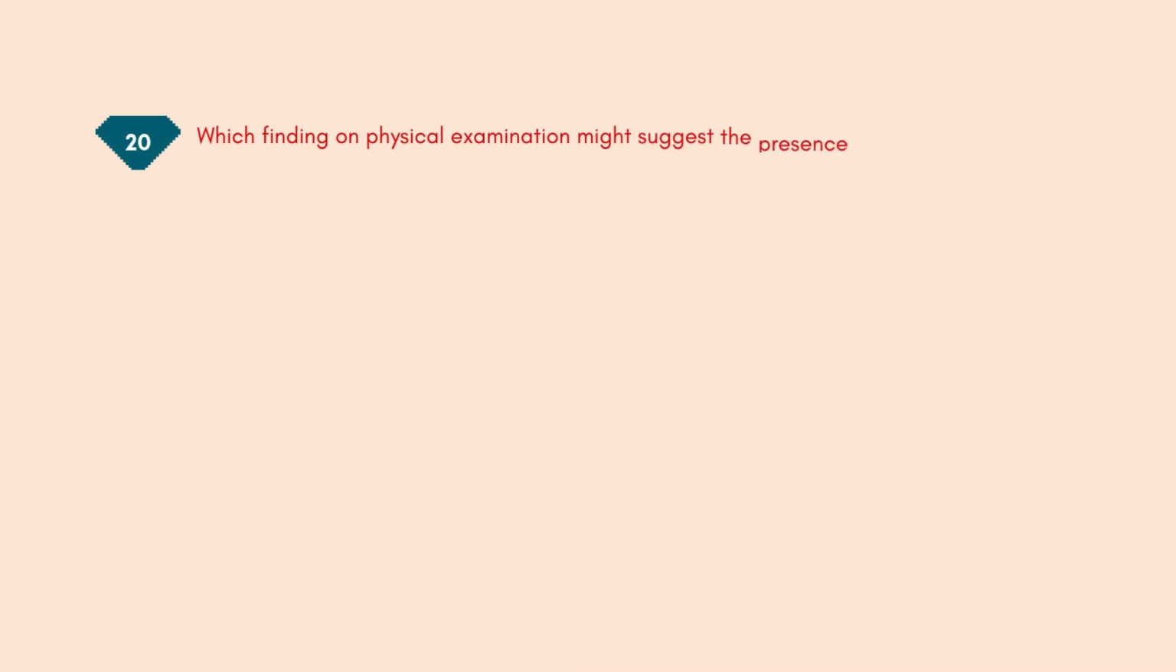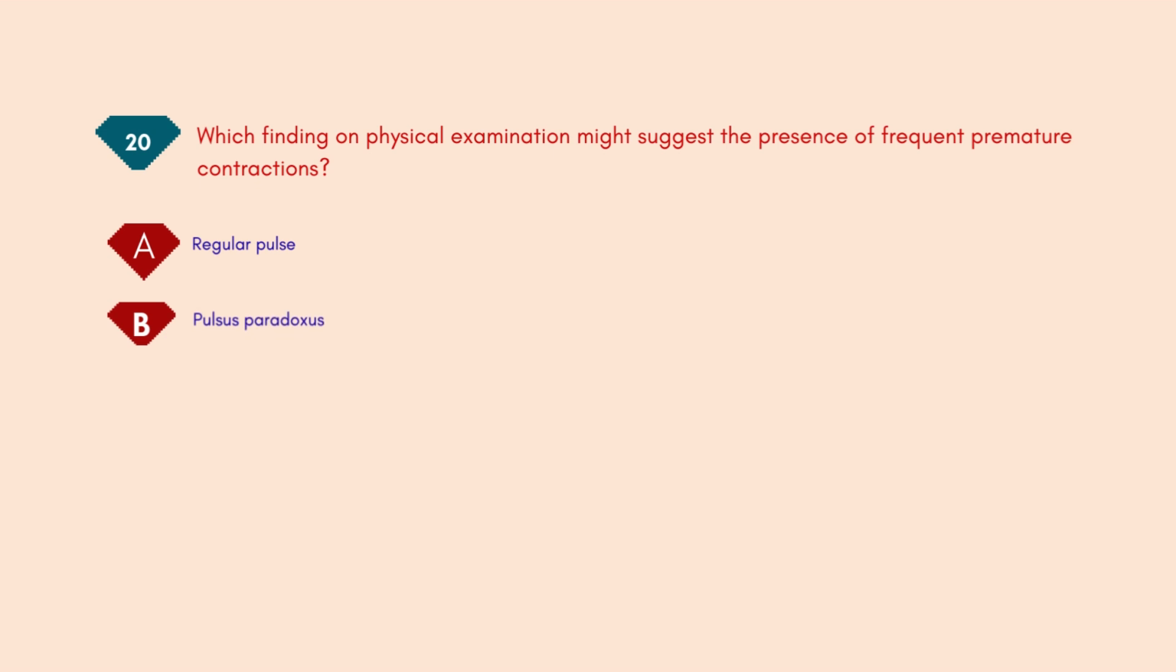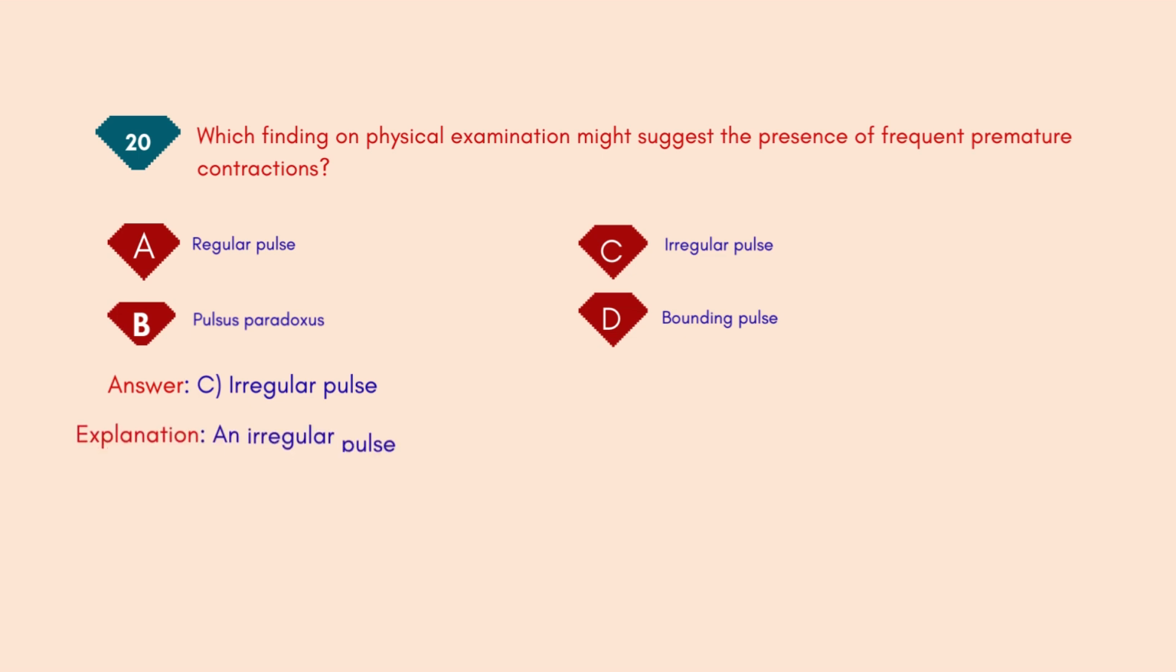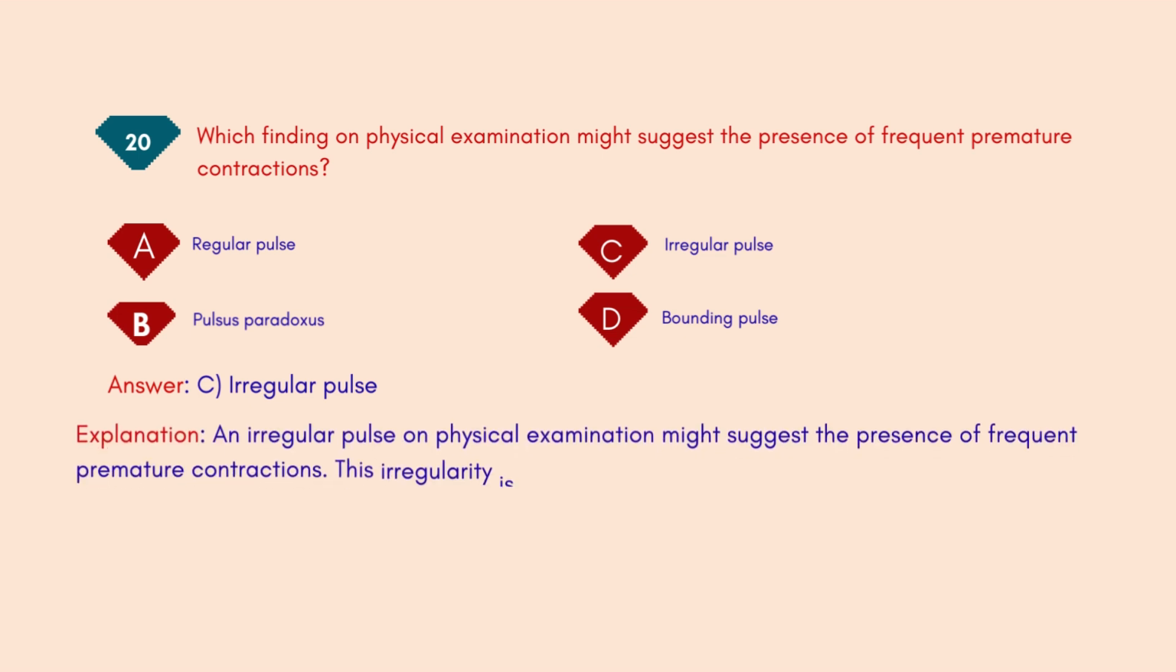Which finding on physical examination might suggest the presence of frequent premature contractions? A. Regular pulse. B. Pulsus paradoxus. C. Irregular pulse. D. Bounding pulse. Answer: C. Irregular pulse. Explanation: an irregular pulse on physical examination might suggest the presence of frequent premature contractions. This irregularity is due to the early and atypical beats interrupting the normal rhythm.